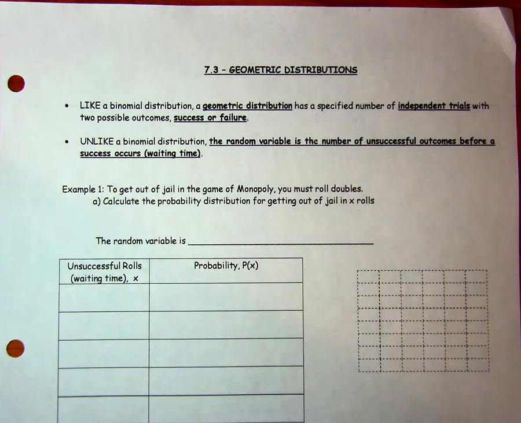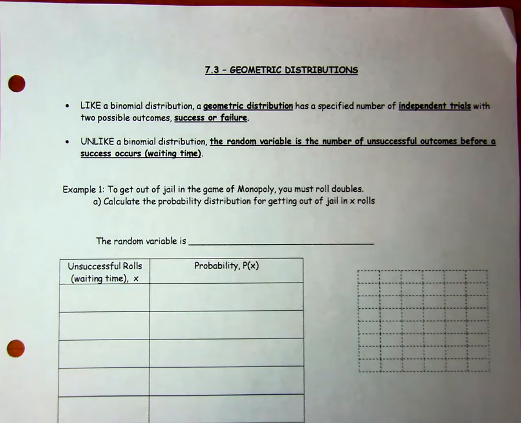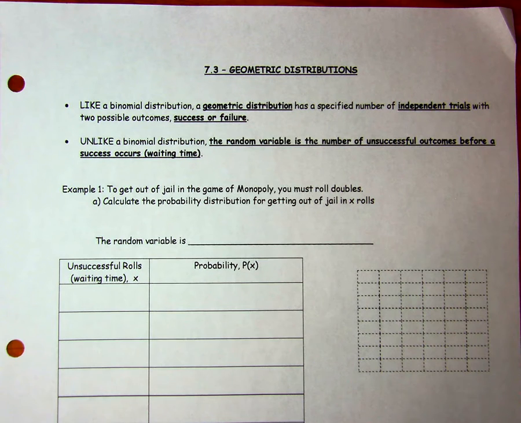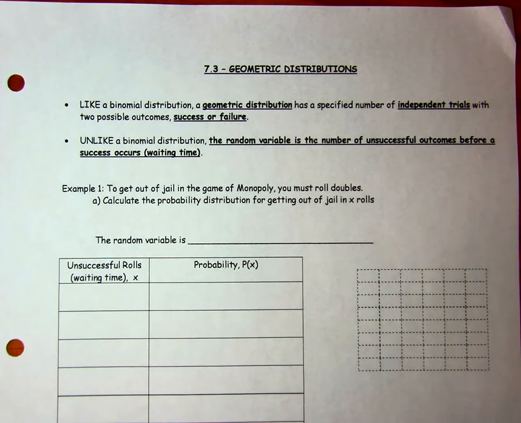Okay, here we go. So welcome to 7.3, third lesson of the probability distributions. Again, these are discrete distributions. The next chapter talks about continuous distributions, and that's something called a normal distribution, but this is our third discrete distribution. So let's write. Okay. Let's do a little review.